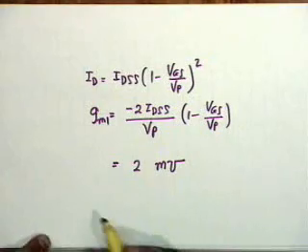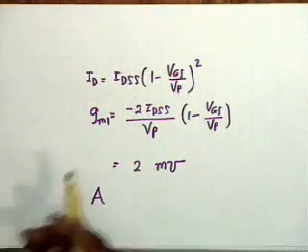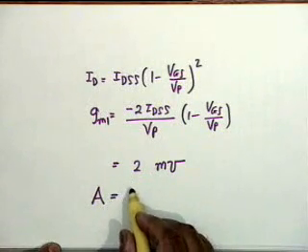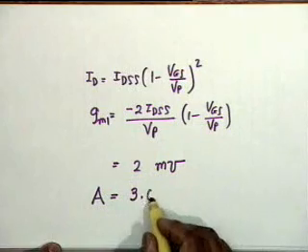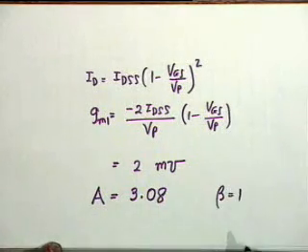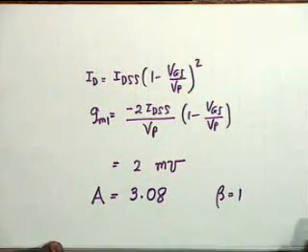And therefore, capital A, after substituting this, I am omitting some number crunching, capital A, my value comes as 3.08, and beta is 1. Therefore, everything else falls into place. Agreed?